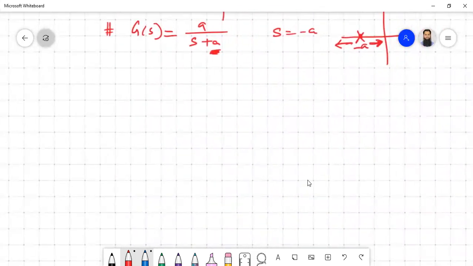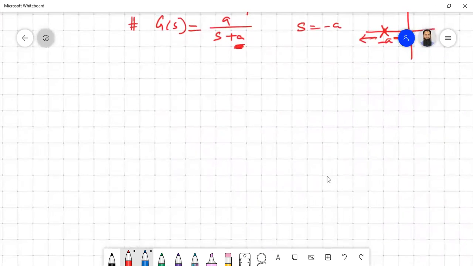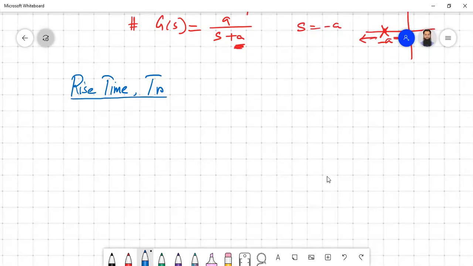Okay, so this is parameter one. So next parameter is called rise time. Rise time, TR. So what is the definition of the rise time?